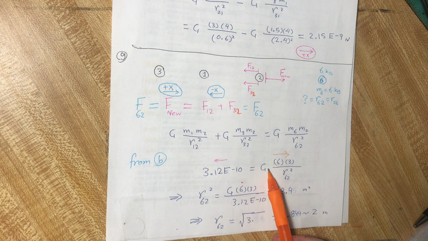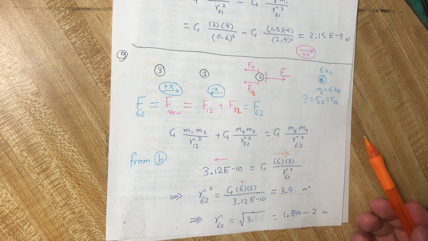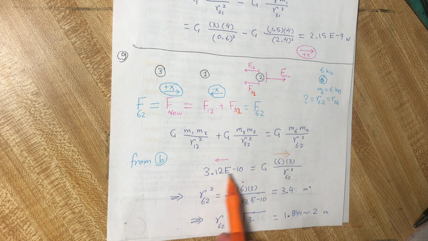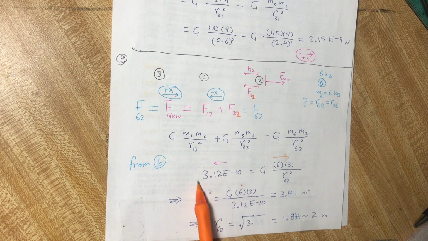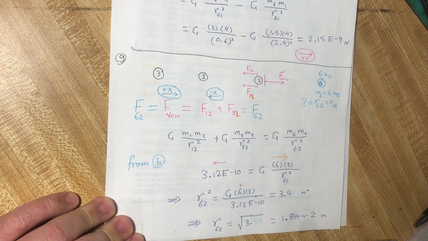G is the same. It is constant. The new mass M6 is 6. M2 is 3, the original mass. And the unknown distance R62 squared. In this case, we just need to reorder this formula. Then R62 squared is equal to G multiplied by 6 multiplied by 3 divided over this magnitude. It will be 3.4 meters squared, because R squared, this is meter squared. Now, R is the root of 3.4.